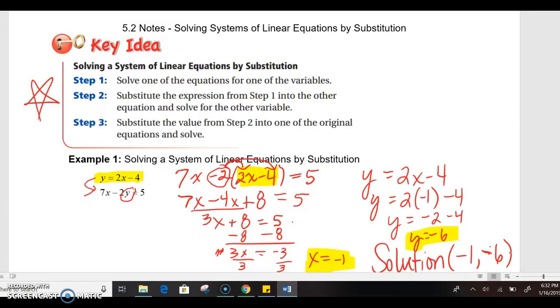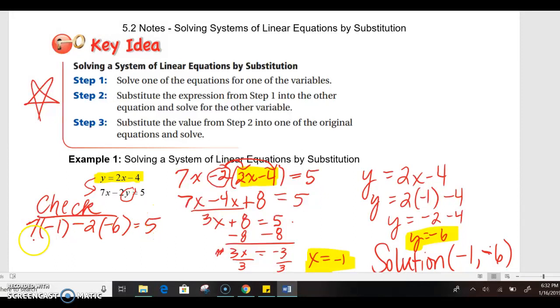Now remember, you can always check your work. So if I want to check this, I can substitute negative 1 in place of x, negative 6 in place of y. So since I already used the first equation to find my value of y, I'm going to check it using the second equation. So this 7x minus 2y equals 5. So we're going to put negative 1 in place of x, negative 6 in place of y.